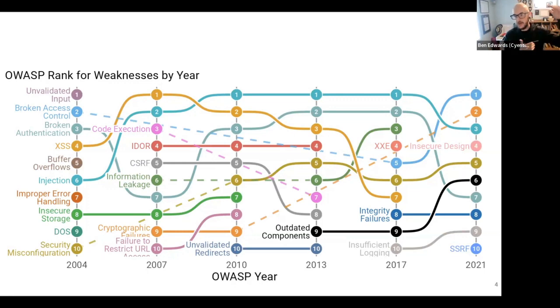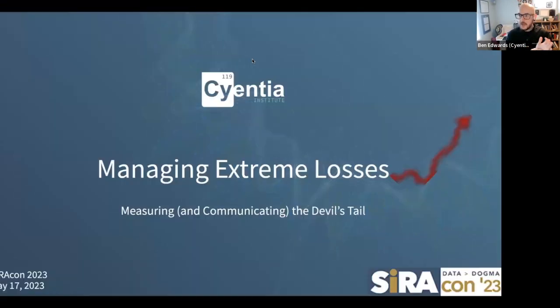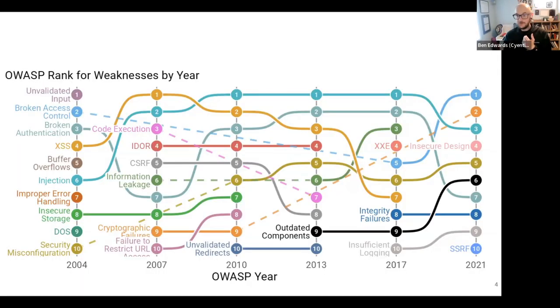We looked at what the top 10 was for OWASP over the last 6 iterations, and how things have kind of jumped around and recombined. And so this was just really a super fun talk. Go read the report, and I'm happy to answer questions and talk about it later. I think there's a recording online too if you want to watch it.